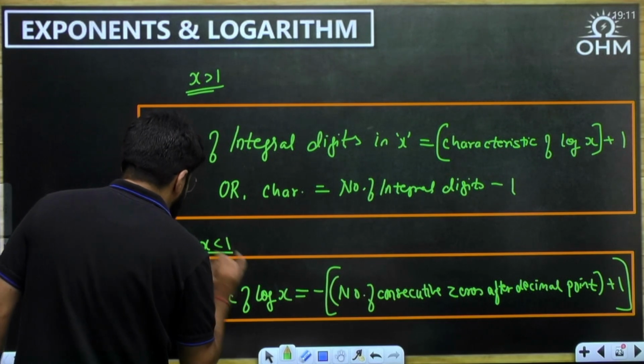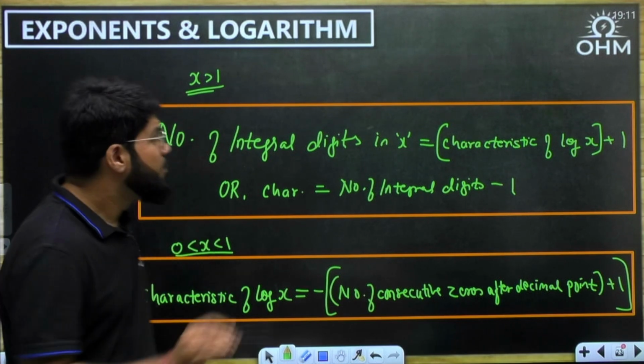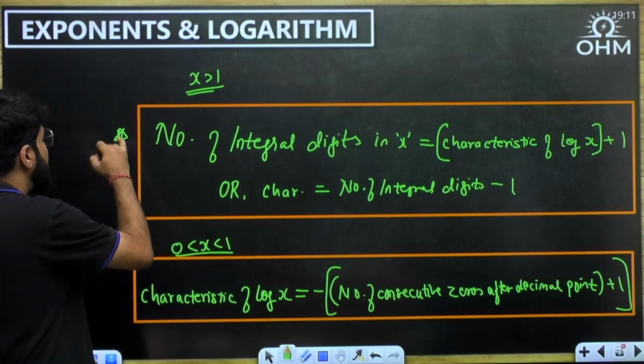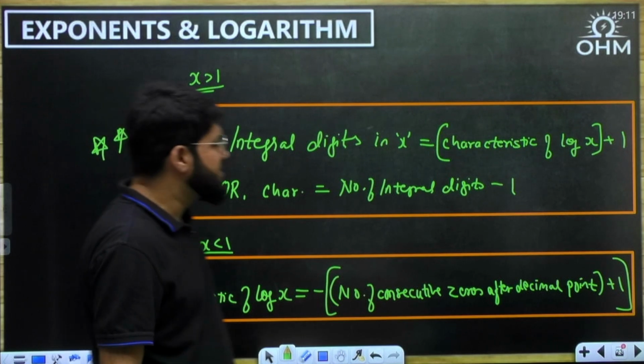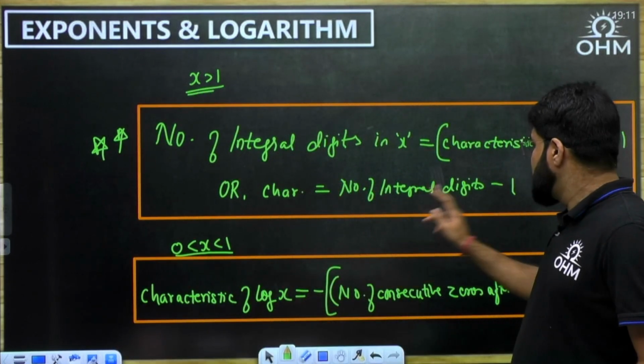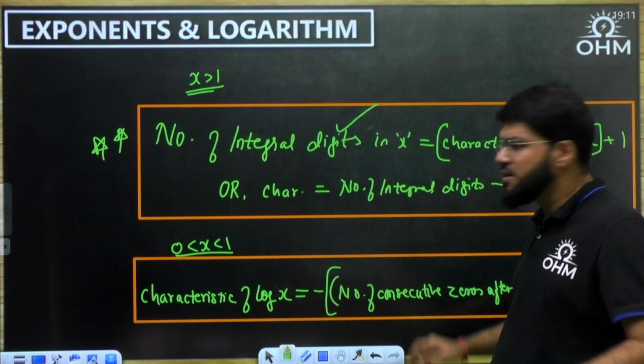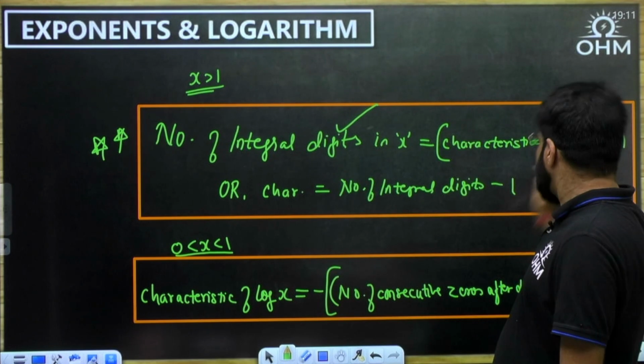Okay, these two results can help you directly say the value of the characteristic of log x. But what is more important from a competitive exam point of view is the case of x greater than 1, where the characteristic is the number of integral digits minus 1, or vice versa. This reverse result is more important: the number of integral digits is characteristic plus 1.